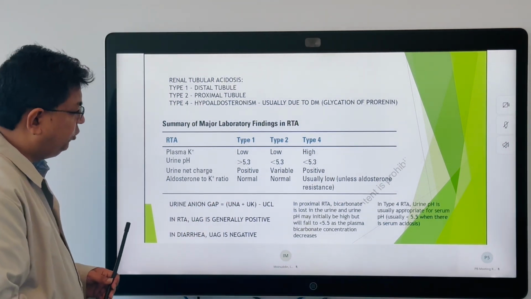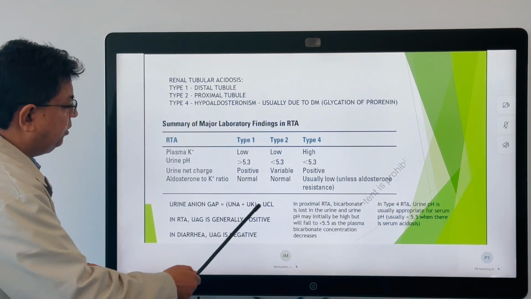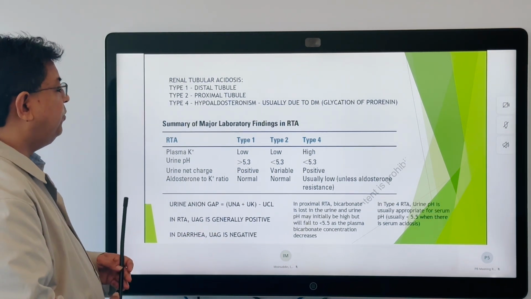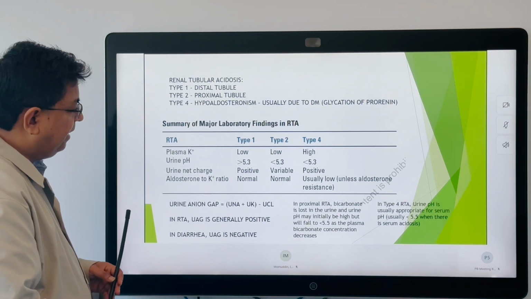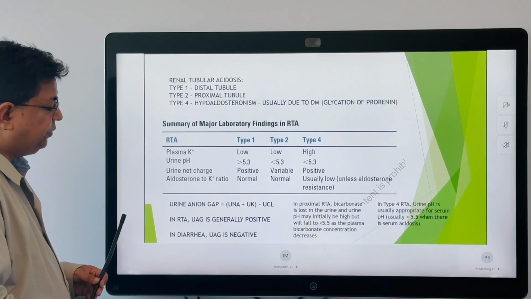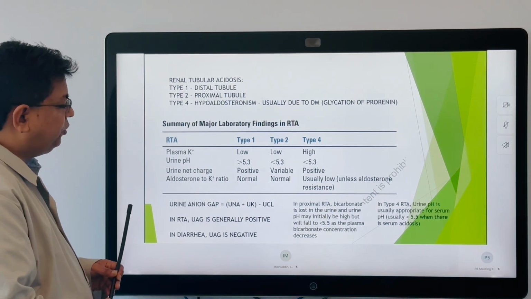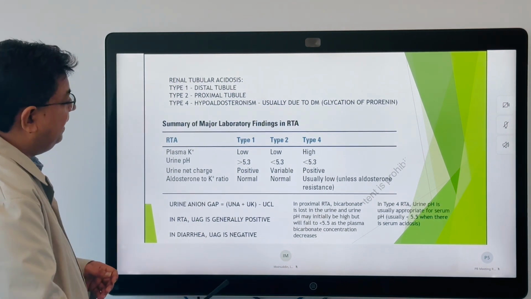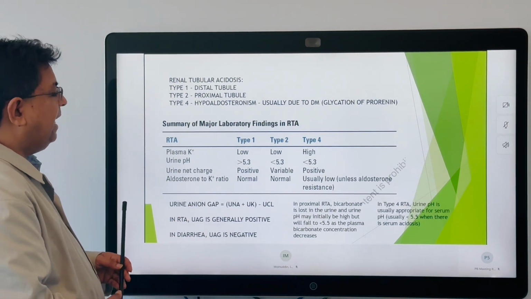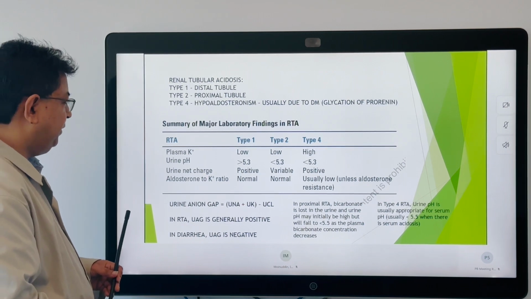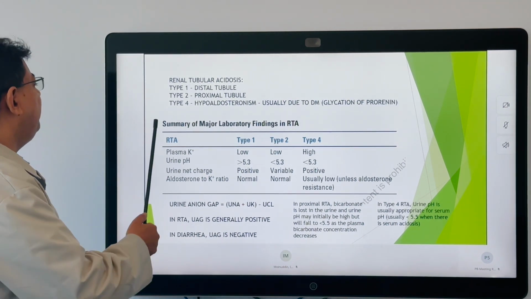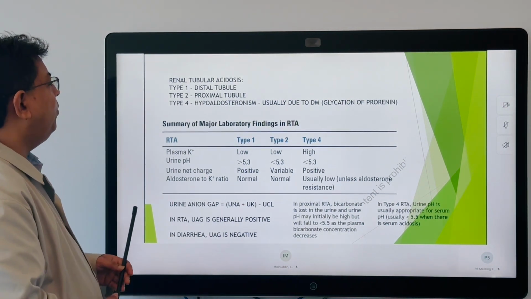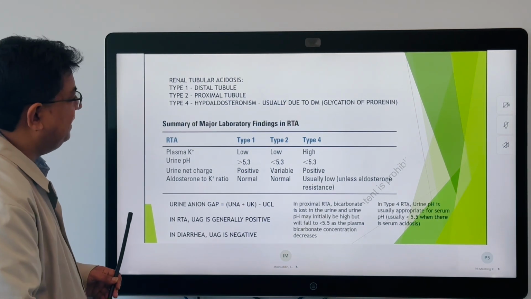In proximal renal tubular acidosis, bicarbonate is lost in the urine, and urine pH may initially be high, but as metabolic acidosis ensues, the urine pH will fall to less than 5.5 and typically less than 5.3 as the plasma bicarbonate concentration decreases. Type 4 renal tubular acidosis is hypoaldosteronism, typically seen in diabetes.